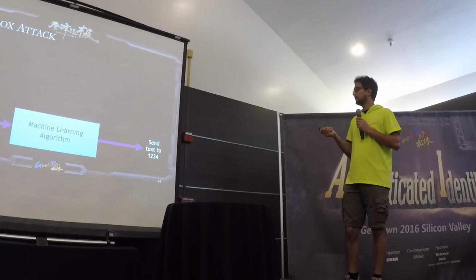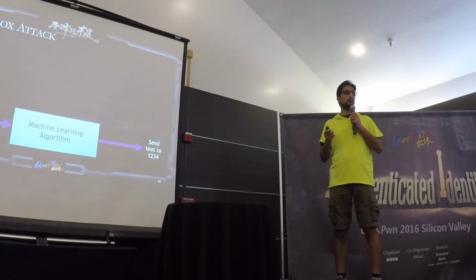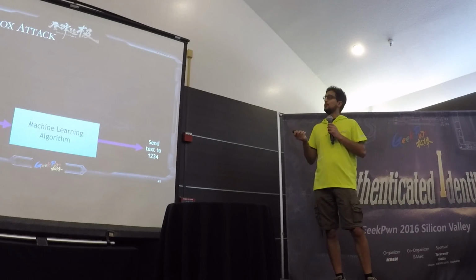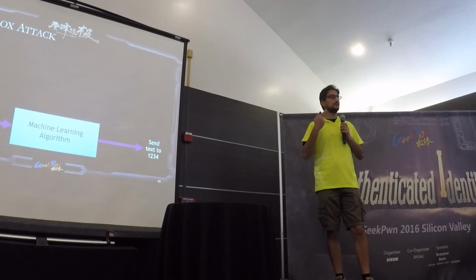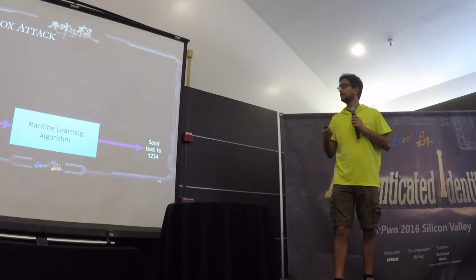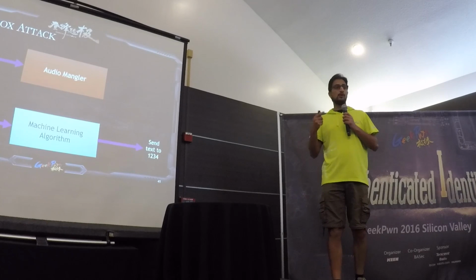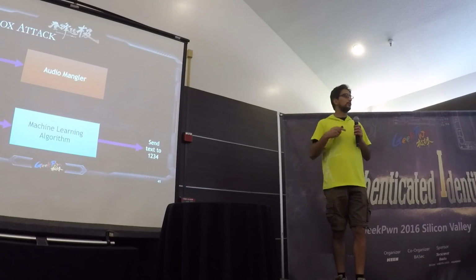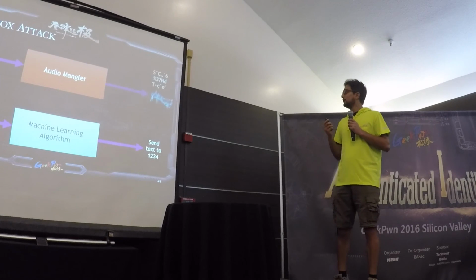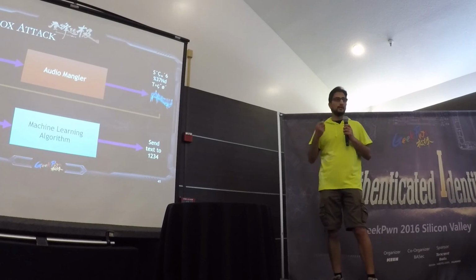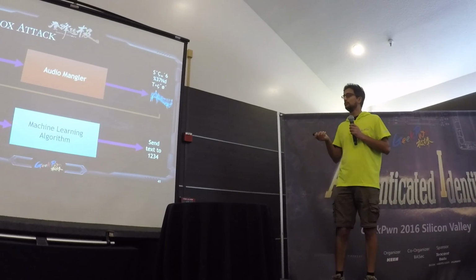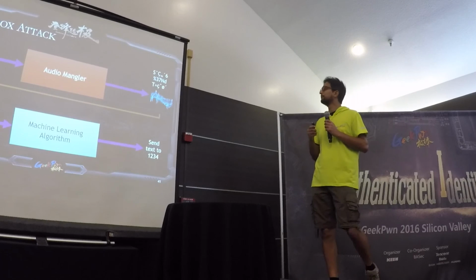So if I want to generate the attack to be send text to 1234, I will start with an audio command that says send text to 1234, and then feed it to what we call an audio handler, which will do its magic and then produce some attack candidate which the attacker can then use to do the attack.